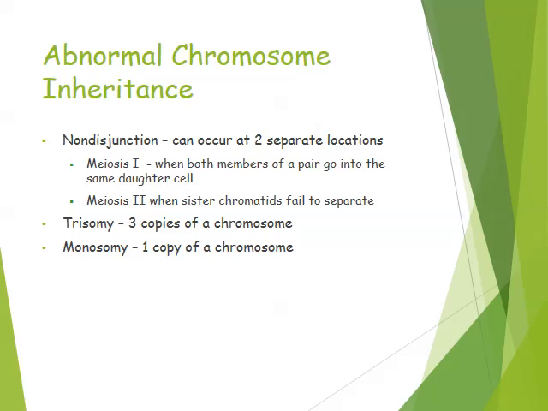When fertilization occurs, the resulting zygote can have a trisomy, which means it has 3 copies of a chromosome, or it can be a monosomy, which means one of the sperm and egg cells lack that chromosome. So the fertilized egg now only has 1 copy.